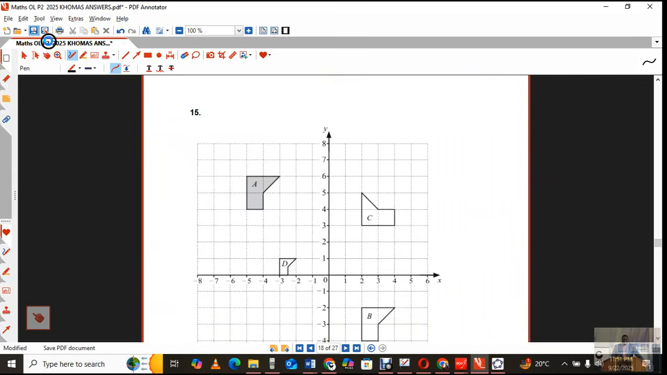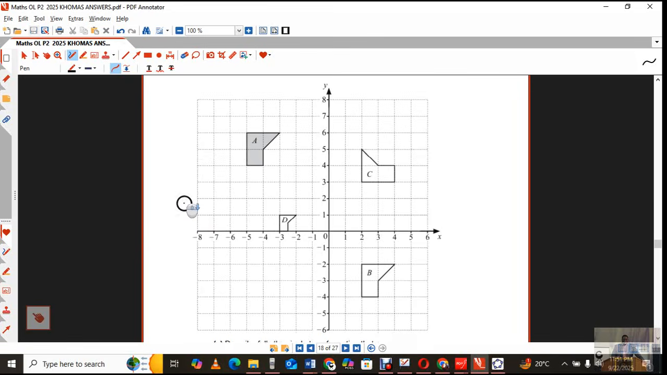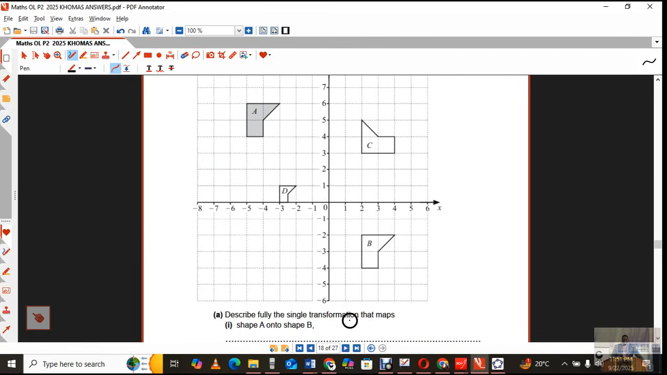That is question 15. Question 15, you have your various shapes there. Then they say describe fully the single transformation that maps A onto B. A onto B, you can see that thing has been translated. I wanted to show you the whole thing, but I'm just afraid of the time. It might take some time. A onto B, A all the way onto B. It has been translated, so it's a sliding movement.